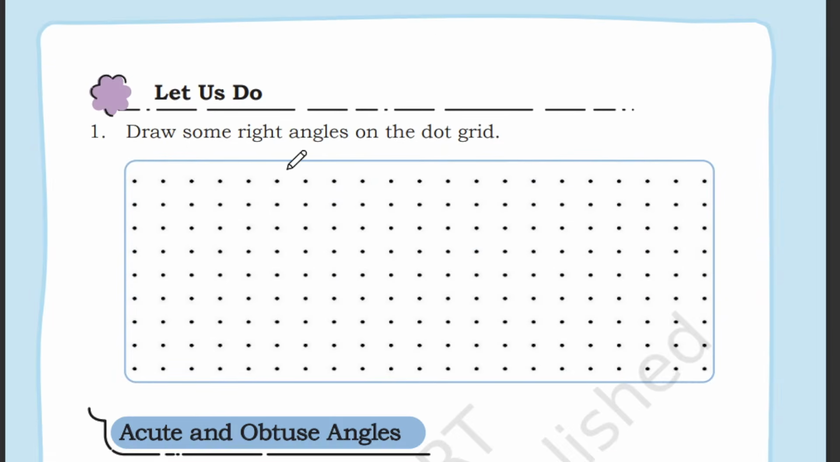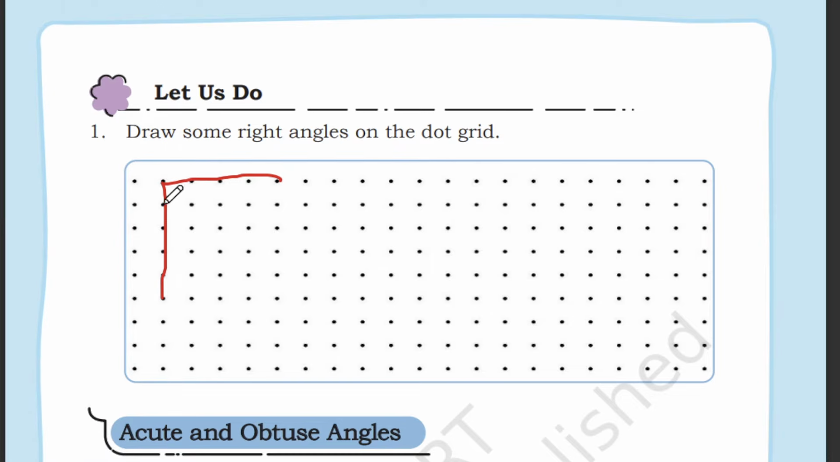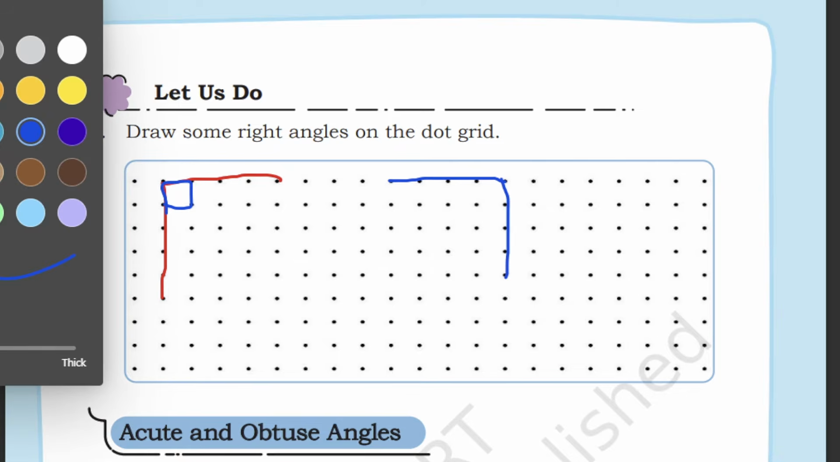So next one, let us do. Draw some right angles on the dotted line. So we are asked to draw some right angles. So I'll draw a few right angles. It should be straight. Okay, so when you use your pencils, do it neatly or always use a scale to draw it. So you will get a neat angle. Okay, next one, we will do a reverse angle. This one, again, a right angle.